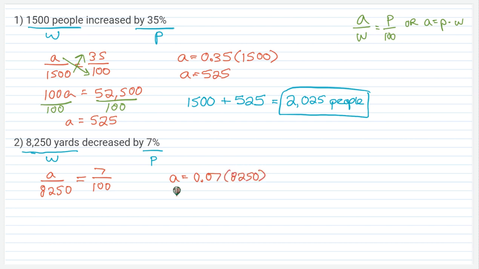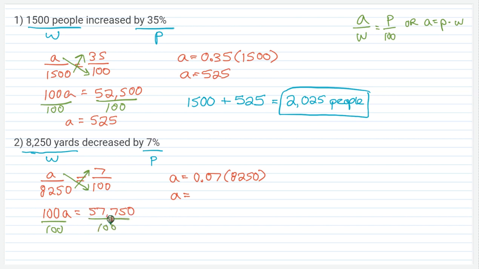And again, once you do that multiplication, you're going to get your answer right away, so I'll write that in just a moment. On the other side here, back to the proportion, if we do our cross products, you're going to have 100 times A, 8,250 times 7. So 100 times A is going to be 100A. 8,250 times 7 is going to be 57,750. And then we have one more step to solve this proportion, which is to divide both sides by 100.